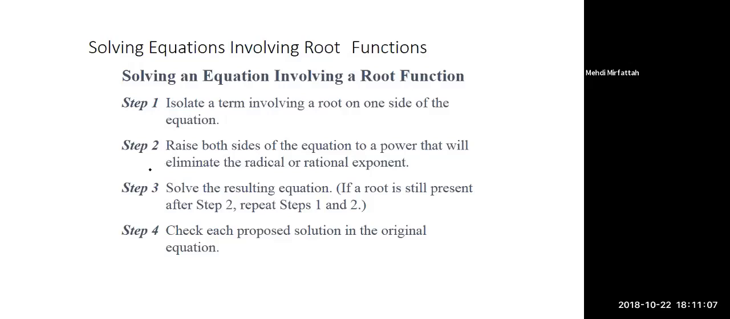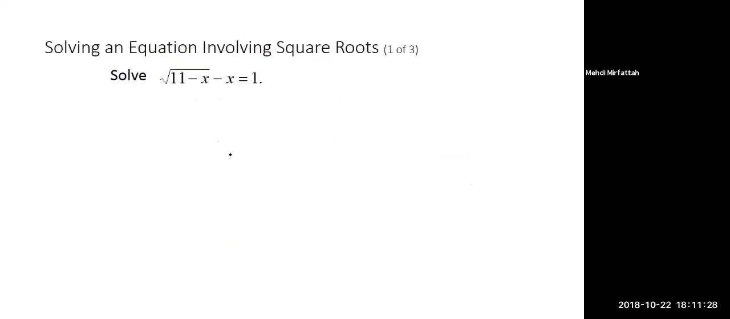And then step number 2, raise both sides of the equation to the power that eliminates the radical. So if it's a square root, you raise it to the power of 2. If it's a cube root, you raise it to the power of 3, and so on. For step number 3, you solve the resulting equation. And step number 4, you check the answer.